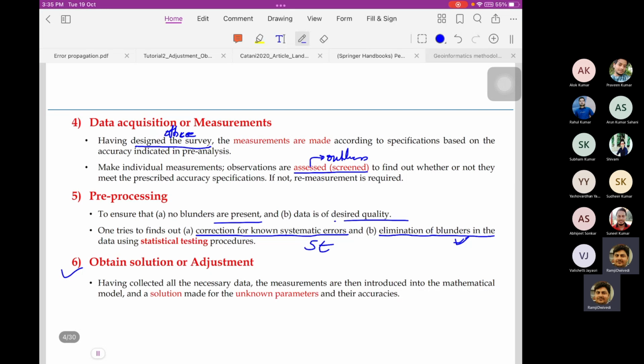Now, there are two words written. One is solution and another is adjustment. What is the difference between these two? Can anybody just guess what you mean by these two? Obviously, obtaining the solution is a very straightforward approach, because in the first step you have identified the parameters. So obtaining the solution means obtaining the values for those parameters which you decided in the first step. But what do you mean by adjustment? Can anybody tell us?